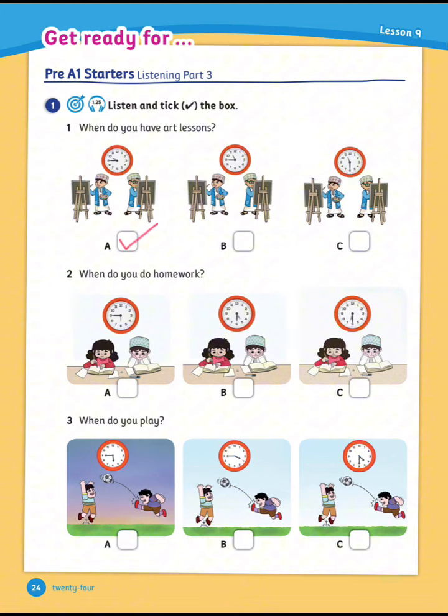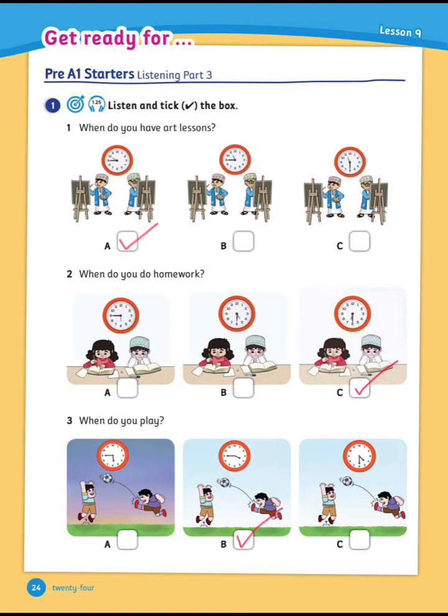Number 2. When do you do homework? Hi, Malik. Hi, Azza. Look at my homework. When do you do homework? We do homework at 6:30. Number 3. When do you play? Hi, Ahmed. Hi, Osama. Look at my ball. I play in the evening at 7 o'clock. When do you play? We don't play in the evening. We do homework in the evening. Really? Yes, we play in the afternoon at 3:45. It's fun. Then we have dinner.